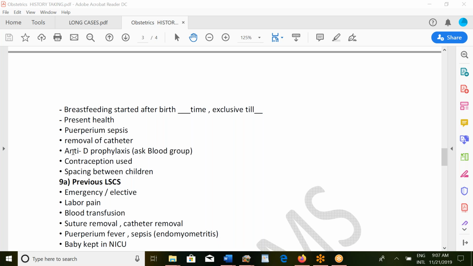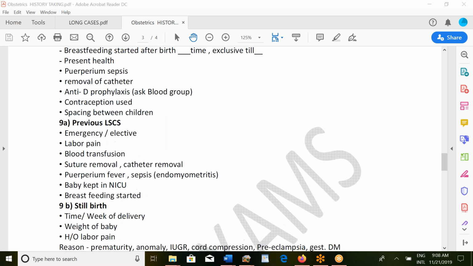Was she fine? Ask her about her blood group, that is very important. They will not give you any idea. So do you know your blood group? Okay, negative. So okay, we need to give you injections. We call them anti-D. Have you ever received them before? Then contraception used, spacing between children.